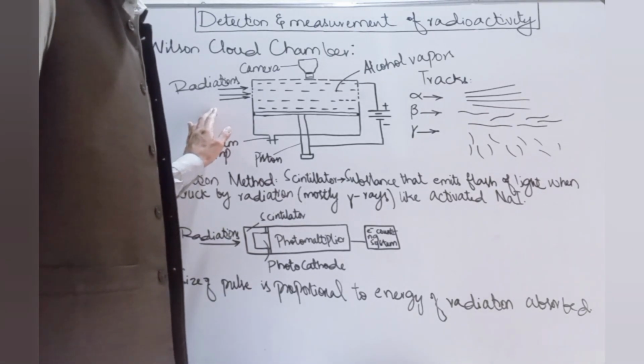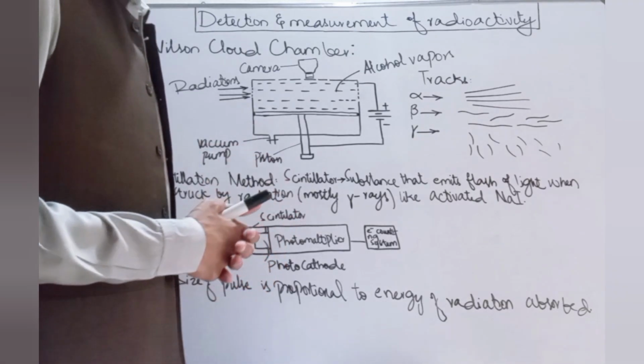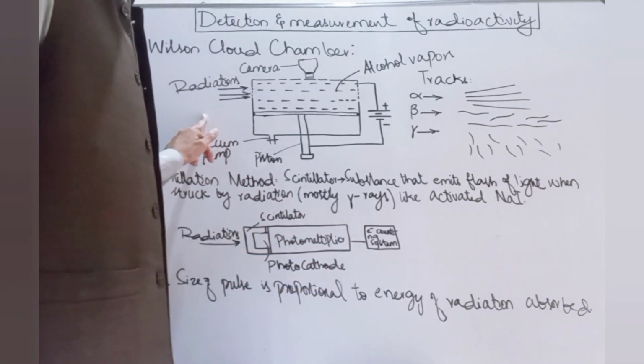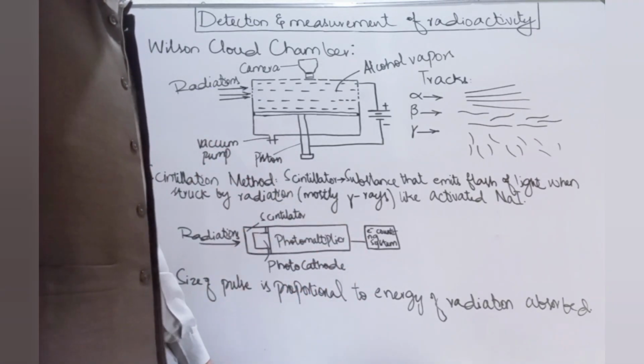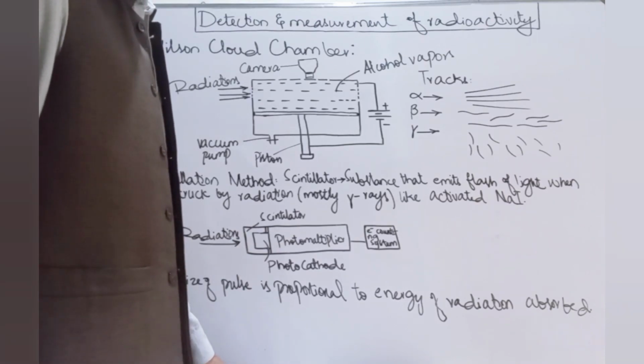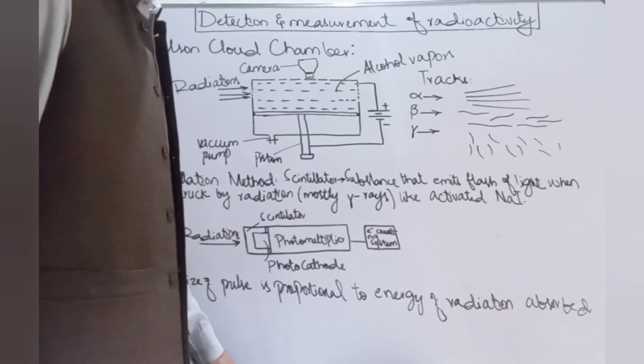Wilson cloud chamber. Basically, we have started the detection and measurement of radioactivity, and in the previous lecture, we discussed the photographic method and the GM counter for the detection and measurement of radioactivity.